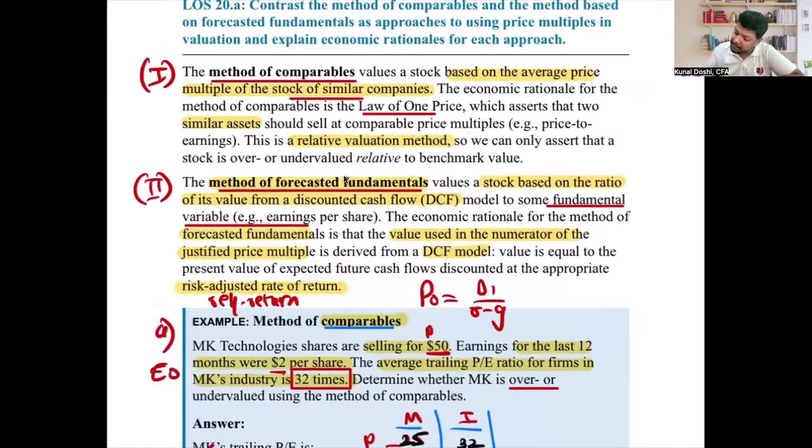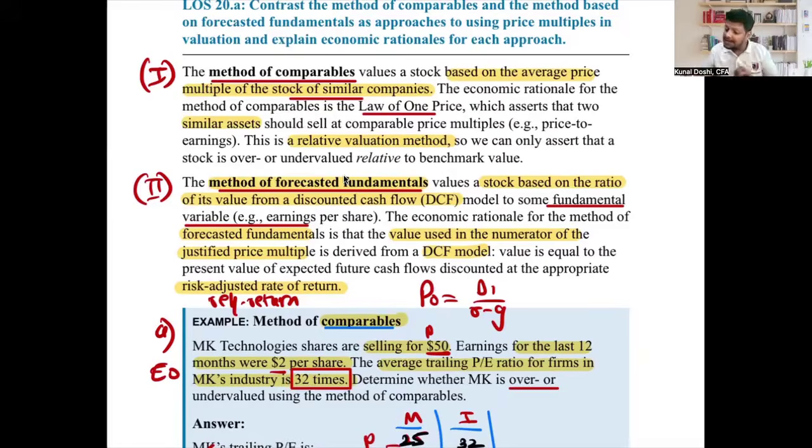But within this, there are two forms: the method of comparables and the method of forecasted fundamentals, which are slightly different. Remember, they are based on the concept of the law of one price. It means if the valuation of the industry or the company peers is this, how come the actual company's valuation is much higher or much lower? It should be at par with the industry or peers. If not, then it is called undervalued or overvalued.